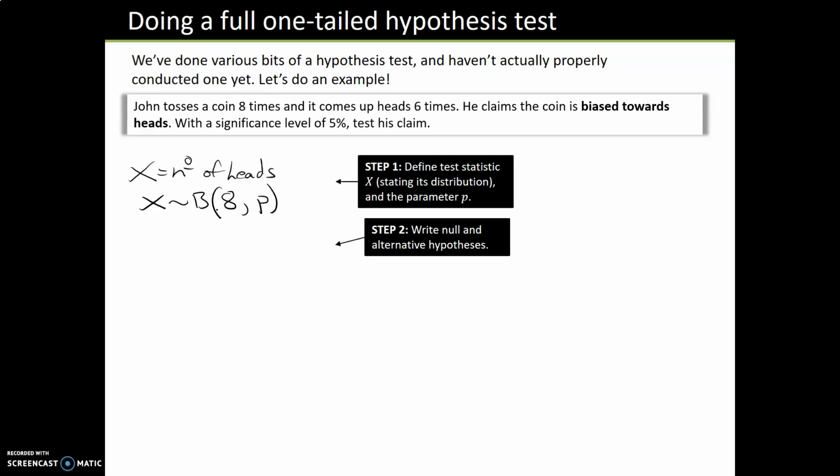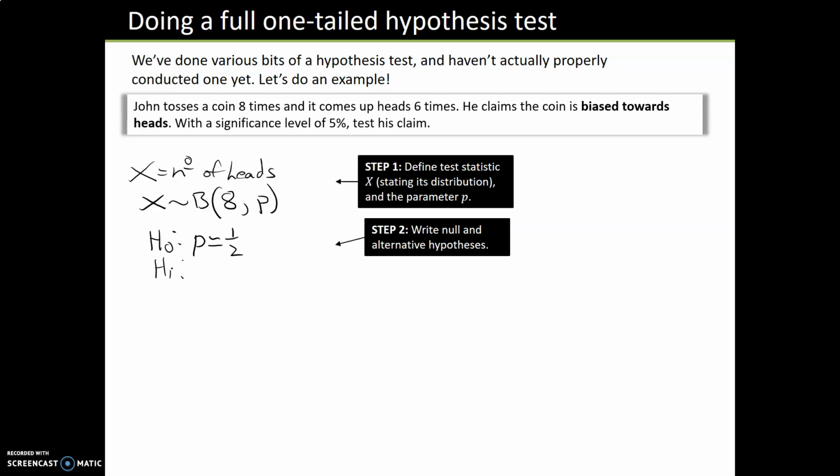Step 2, this is crucial: write the null and the alternative hypothesis. It's crucial for 2 reasons: 1, because it's just good practice, and 2, because there are actually marks for it, sometimes up to 2 marks. So it is very stupid to not do this, and it is really straightforward. H0 is p is a half. The null hypothesis is saying nothing particularly interesting is going on, nothing's changed, so it's just saying the probability is a half.